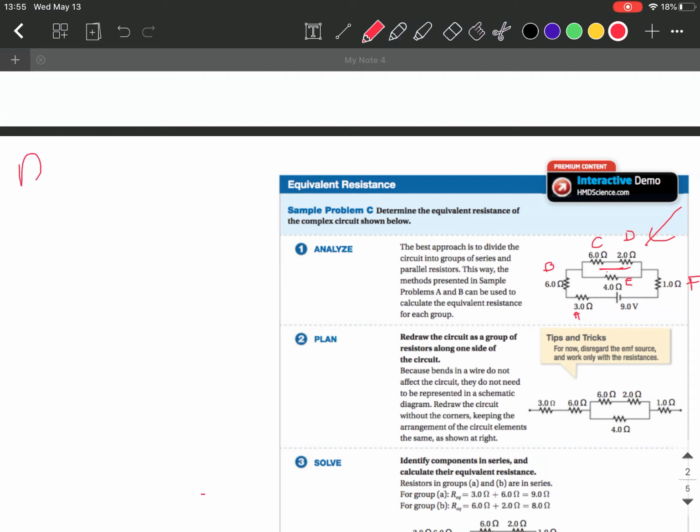So my equivalent resistance combining C and D, since they're in series, because they're in one loop, you notice that there's no break between them. You just add 6.0 plus 2.0. Always show me your work. 8.0 ohms. So once I combine two, I need to redraw the diagram. So let's go ahead and do that.